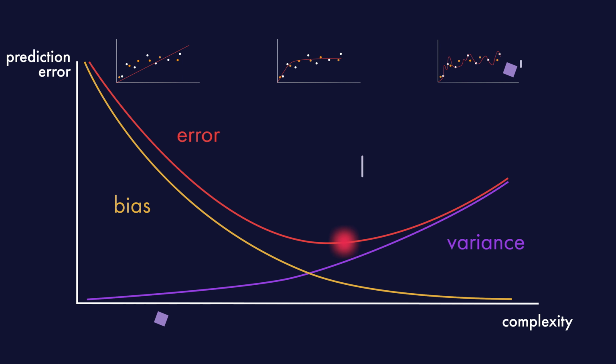So in this case, the sweet spot for a model is somewhere in between, where the bias might not be perfect, it might just be somewhat low, but so is the variance.